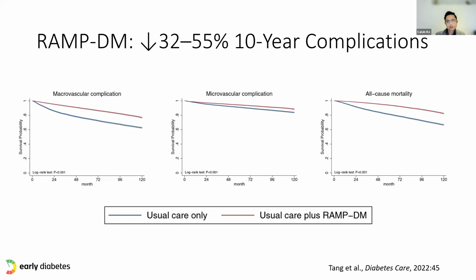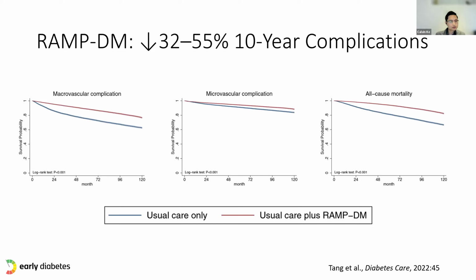They also looked at the complication rates. So using a propensity score matching method, they actually found that there was an association with a 32 to 55% reduction in microvascular, macrovascular, and mortality complications among people who attended usual care plus RAMP DM compared to those who attended usual care only. And so, these data are not perfect.